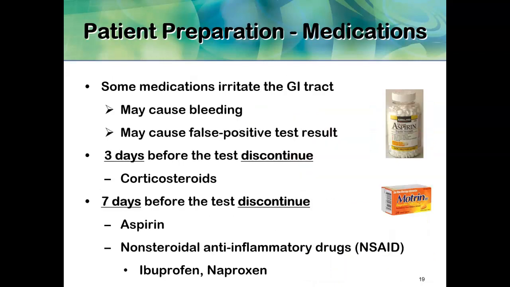The other thing that we need to be aware of is that there are many medications that can actually irritate the gastrointestinal tract, and that could cause some bleeding, which would then lead to a false positive result. So, for an ideal test, 3 days before the test, patients would discontinue taking any corticosteroids. 3 to 7 days before the test, they might be advised by, again, the provider to discontinue taking aspirin or any kind of NSAIDs, which are non-steroidal anti-inflammatory drugs, some of which include ibuprofen and naproxen, which would be like Aleve. And there are other forms of NSAIDs that are prescribed, and even some high blood pressure, hypertension medications might need to be avoided. But that again is going to be determined by the physician.